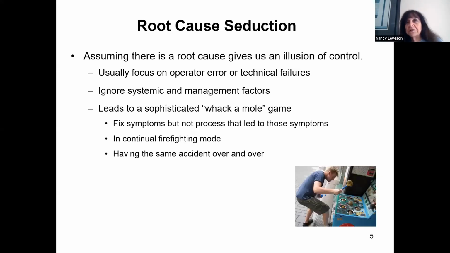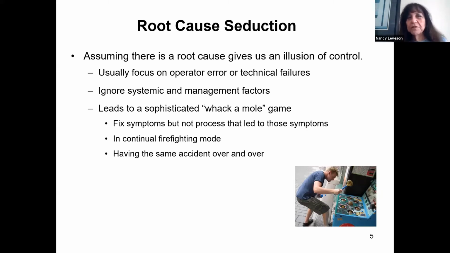So let me just mention this again. I said this was a term that a colleague at MIT, Professor John Carroll, came up with, called root cause deduction. And the thing is, people like having a root cause because it gives us an illusion of control. If there's just one root cause or two, or hopefully maximum three, and it's all things at the lower levels of the control structure, then there's something we can do. And then we feel like we're in control.